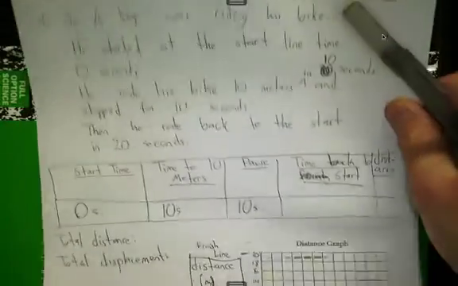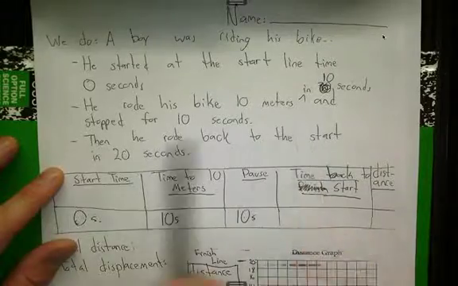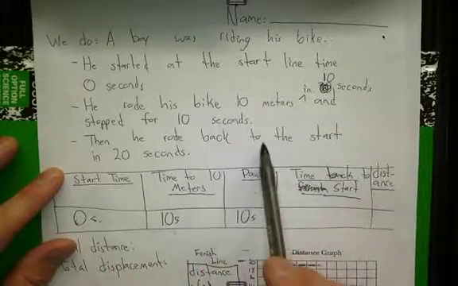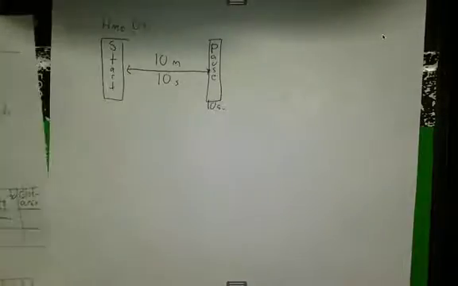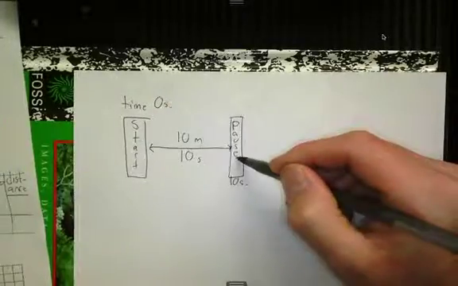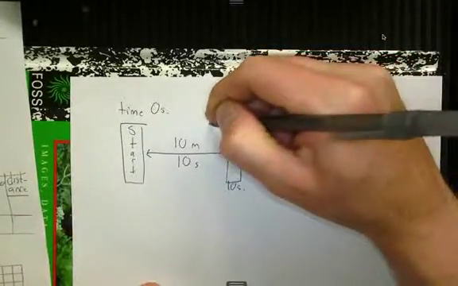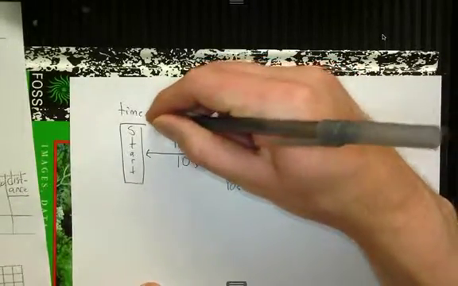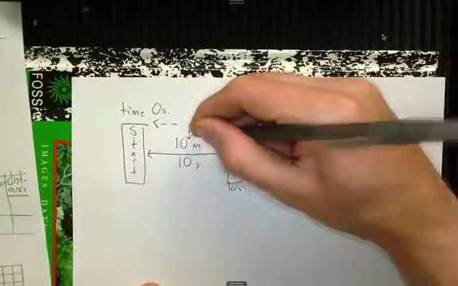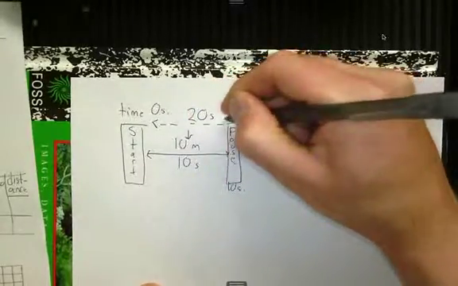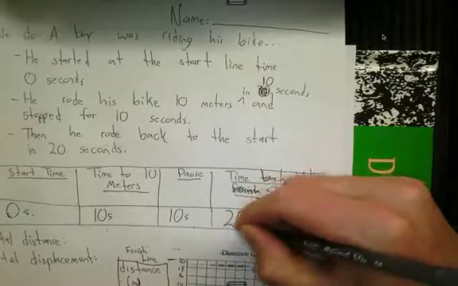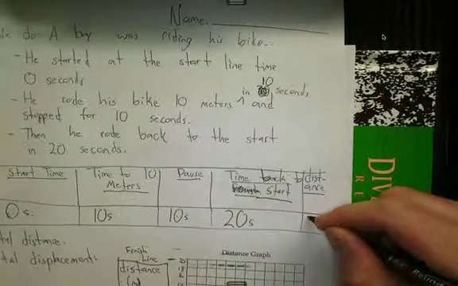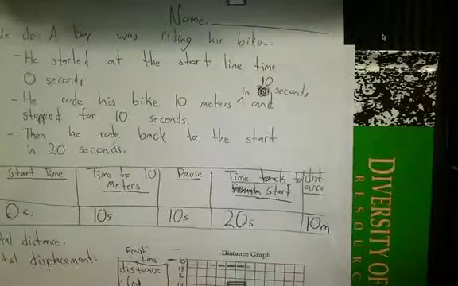Now let's see what happens. We did this step, and now we're here. Then he rode his bike back to the start in 20 seconds this time. So if I have my picture, he took his pause, and now he's going to go back to the start line, which is still a distance of 10 meters. But this time it's taking him 20 seconds to do it. So the time back to start is 20 seconds, and the distance is still 10 meters.